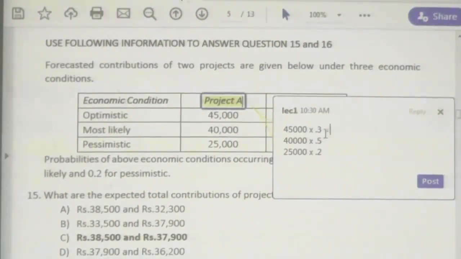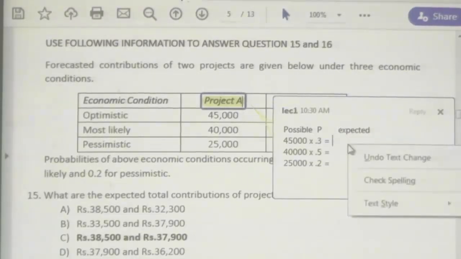Once you multiply each figure by its probability, you get the expected value. When the possible value is multiplied by the respective probability, you have the expected value. So this is the possible value, then this is the probability, and finally you end with the expected value. Let's see the expected value here.